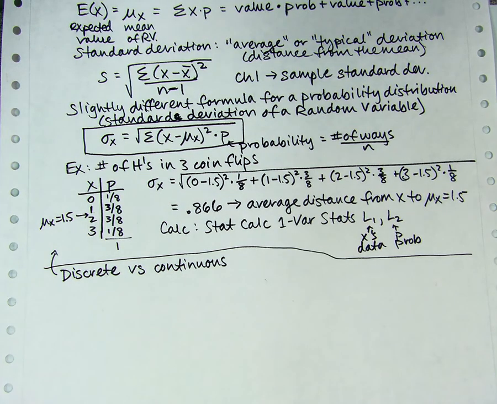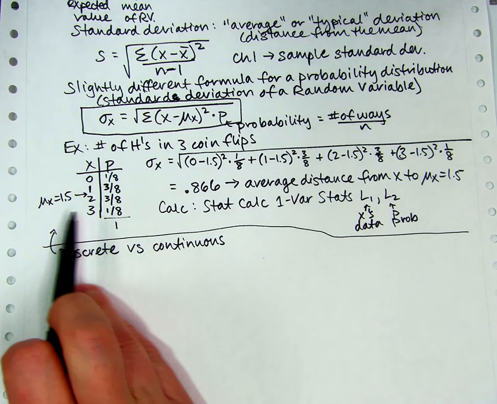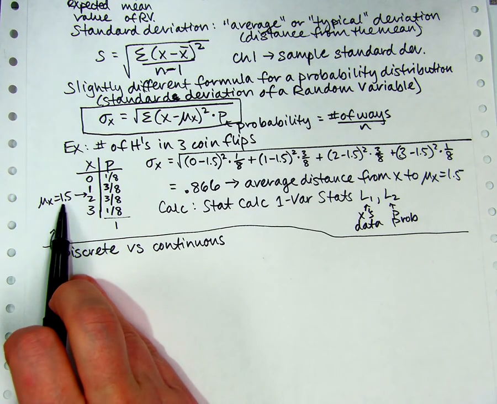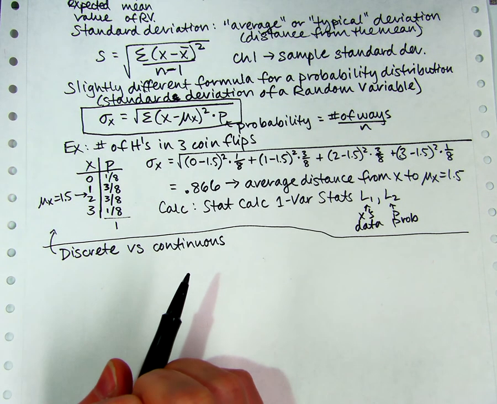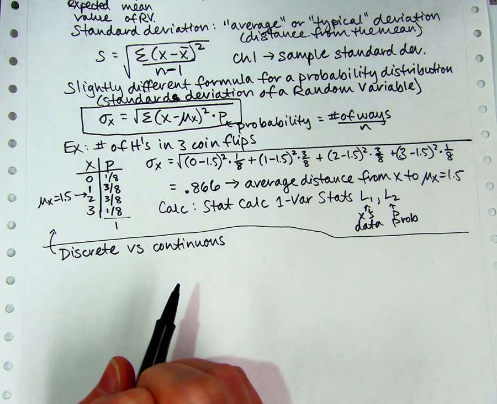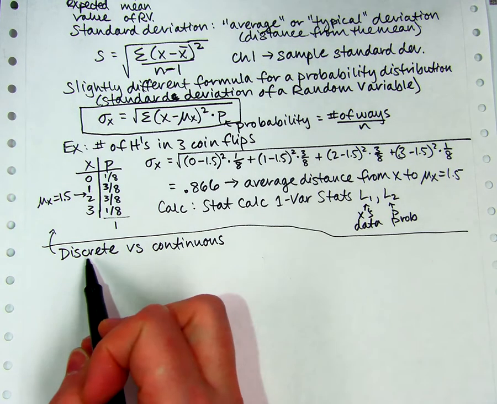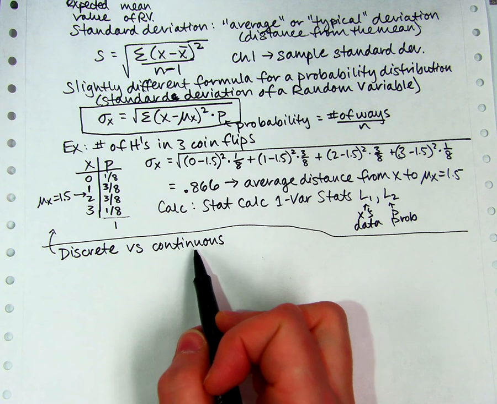So let's think about discrete versus continuous one more time. Remember, discrete means that you have limited numbers of possible outcomes. You can't get the actual 1.5 heads in 3 coin flips, which is impossible, which is fine. We can have the mean be impossible, but anytime that you can't have the numbers in between, you would have a discrete variable, and anytime you can have the numbers in between, then it's a continuous variable.